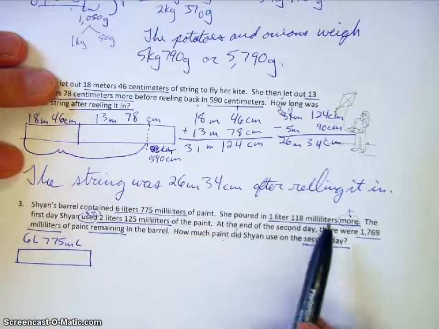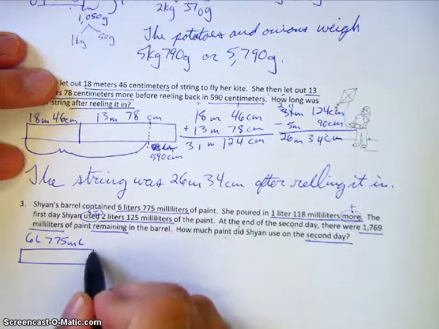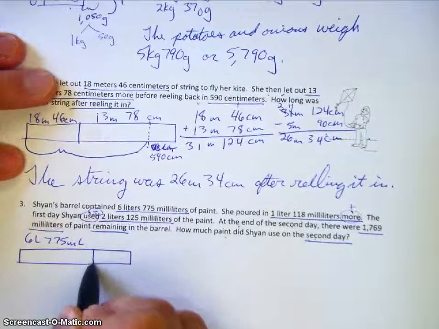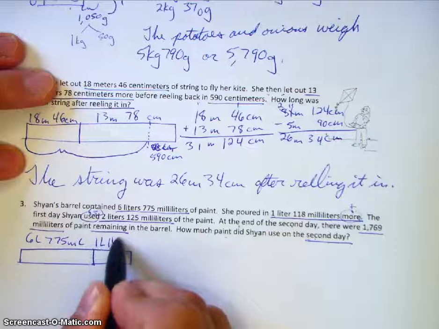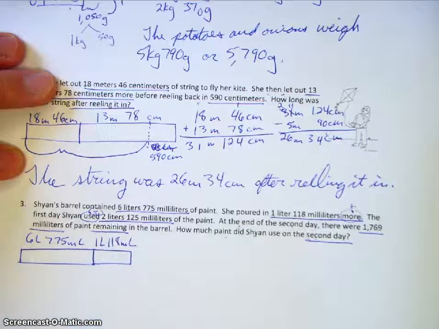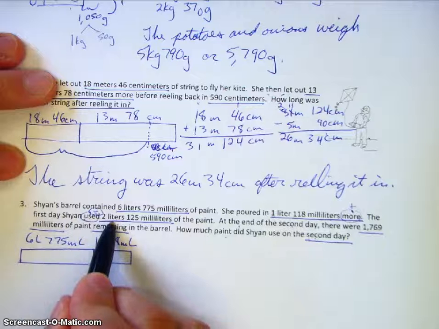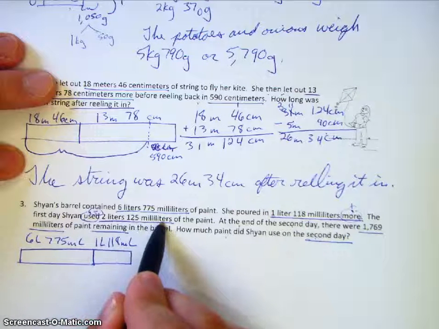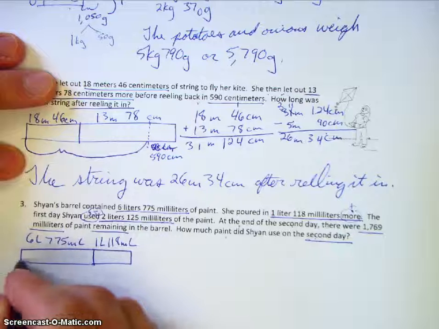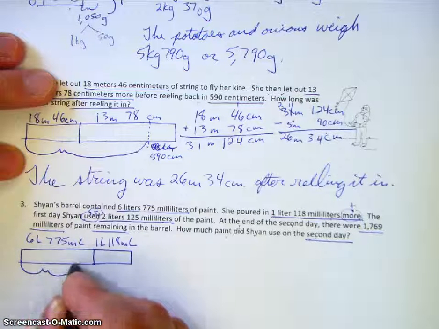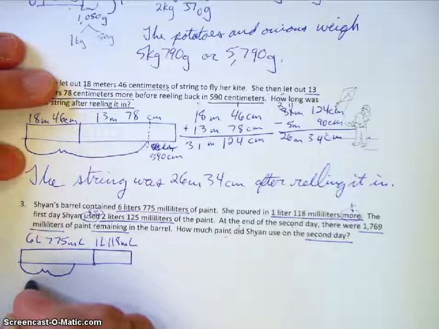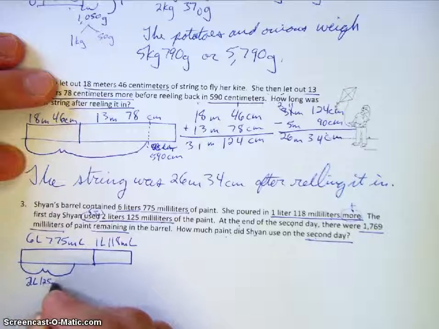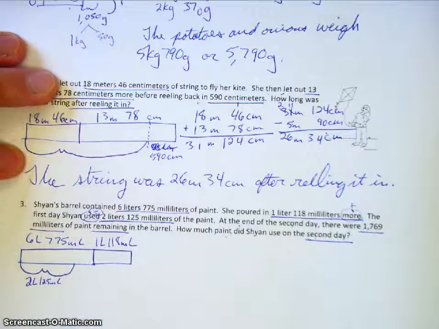Okay. Well, now she pours in some more. So we're going to add a little bit more to that. Okay. Now, the first day, she uses 2 liters, 125 milliliters of paint. Okay. So she uses 2 liters, 125 milliliters. So she's used about that much.